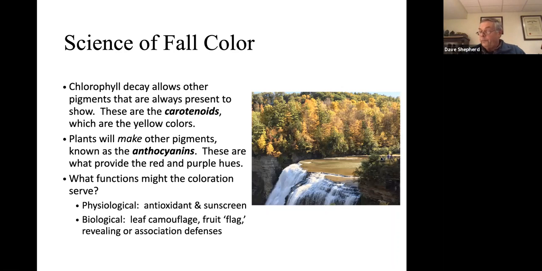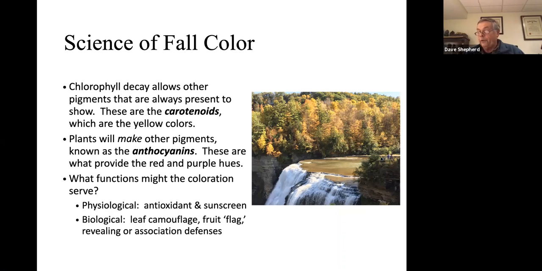Now there are some other suggested functions that leaf coloration can serve, that are largely biological. One is leaf camouflage. You want to prevent an herbivore from eating the leaf while you're trying to deconstruct it, so it turns a different color. It can serve as a fruit flag to lure in creatures that might want to eat the fruit, and they'll find the nuts and so on.